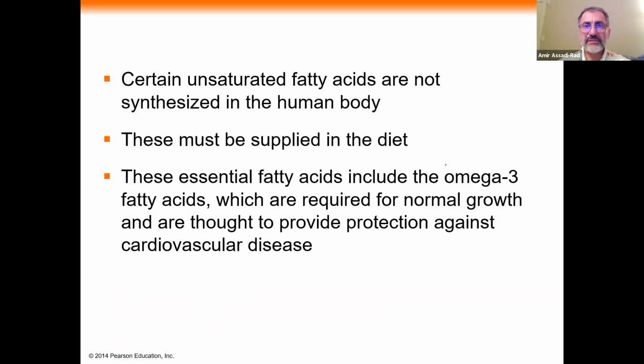Okay. Certain unsaturated fats aid in synthesis in the human body. These must be supplied in the diet. These essential fatty acids include omega-3 and omega-6. He didn't talk about omega-6, but that's okay. They are required for normal growth, and our neurons, the nerve cells in our brain and body, are protected by the fats around them, which are made with omega-3. That's why omega-3 and omega-6 are recommended. You should have them in your diet.